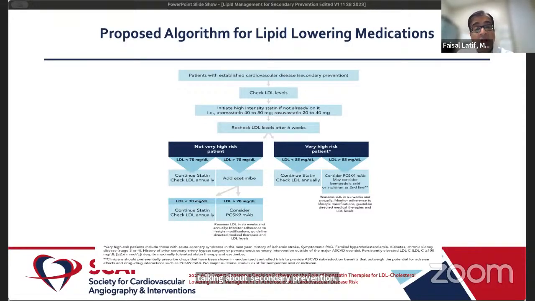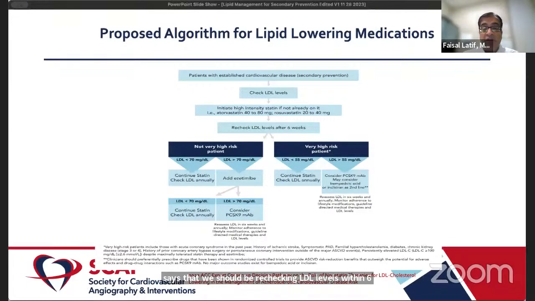If they are not on a high-intensity statin, then they should be on a high-intensity statin, which, by the way, includes only 2 statins, atorvastatin at a dose of 40 to 80 milligram or rosuvastatin at a dose of 20 to 40 milligram. We should be rechecking their LDL levels within 6 weeks. As I alluded to earlier, only 35% of patients get a repeat lipid profile in 6 months, but our current guidance says that we should be rechecking LDL levels within 6 weeks.